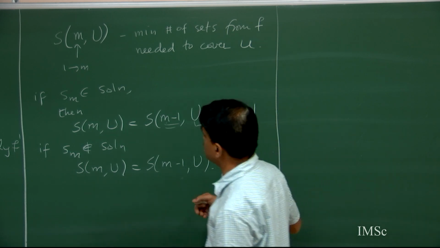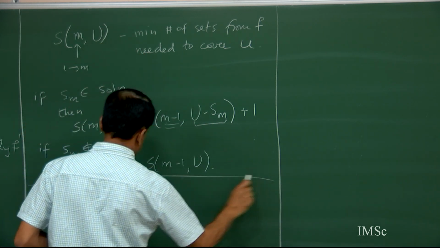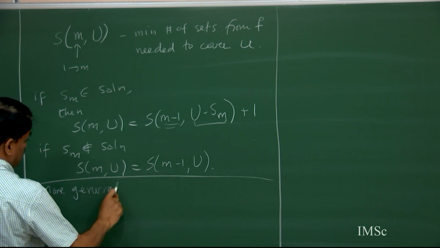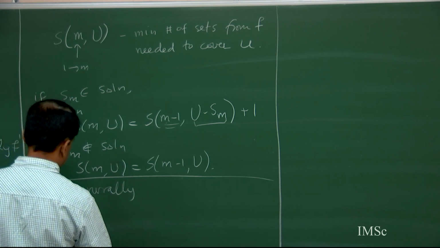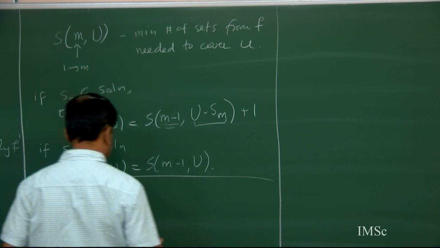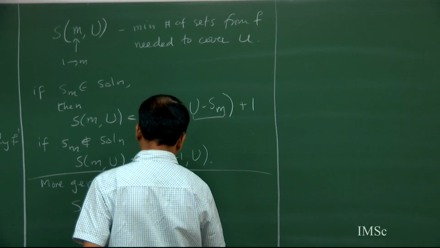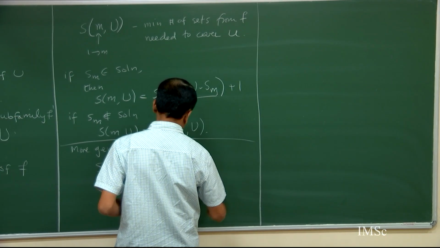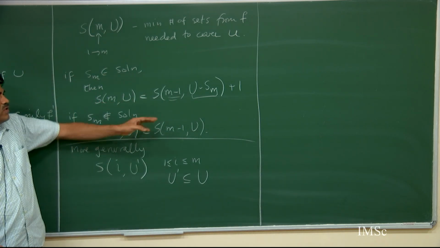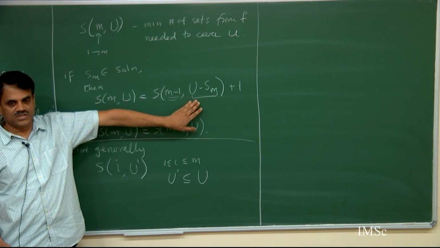So, my more general version of the problem I will be talking about is, so more generally, what are the subproblems? S(i, U prime), where 1 is less than or equal to i, which is less than or equal to m, and U prime is a subset of U. These are the subproblems I need, right, because when I want to compute S(m, U), it requires S(m minus 1, U). So, that is the first term, and then it requires some other subset of the universe.